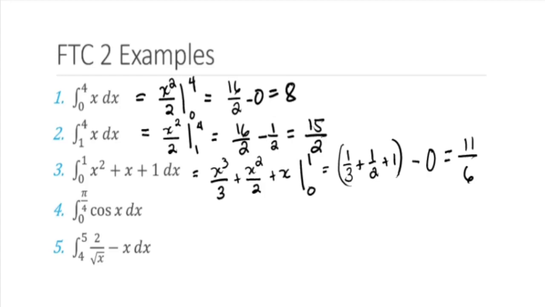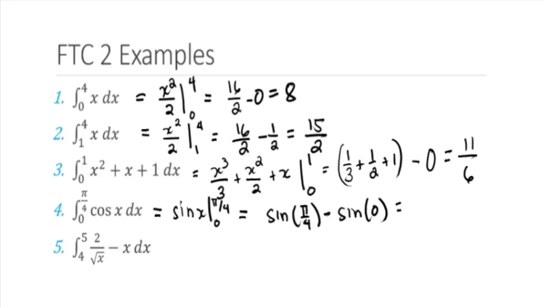Number 4, this one is a trigonometric function. So, we just need to remember our theorem here. This is equal to sine x. We evaluate this from 0 to pi over 4. This is sine pi over 4 minus sine 0. Sine pi over 4 is square root of 2 over 2. Sine 0 is 0. So we have square root of 2 over 2.